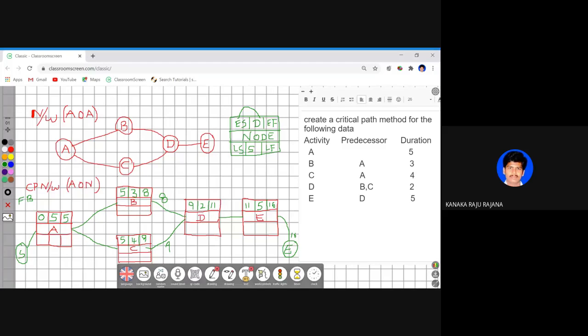Is this clear? Forward pass of your critical path network. Shall I proceed to the backward pass? Is there any doubt in this? Please let me know so that I can clarify here itself. Or else shall I go for the backward pass? Use your chat box and message me. Yes, sir, it is clear.